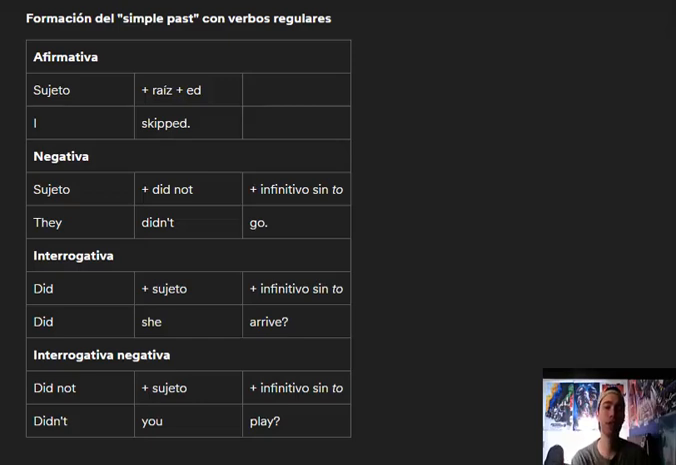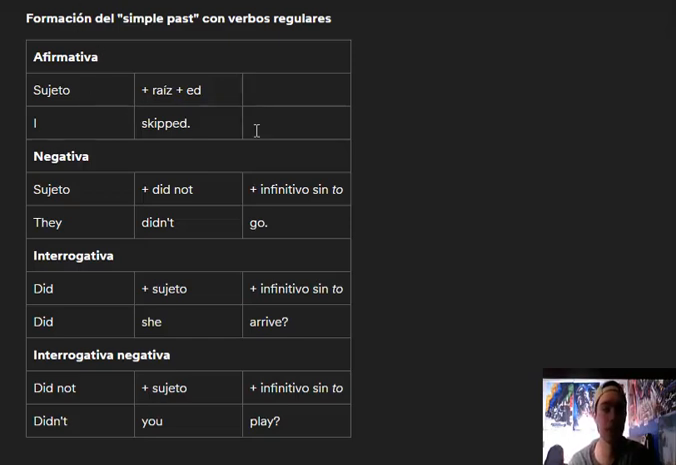The simple past is used to talk about an action that concluded in a time before the current one. When we use the simple past, we usually use the next structure. First we work with the subject, then we use the verb including the ed, if it's a regular verb, and then we use the action that it's going to happen.